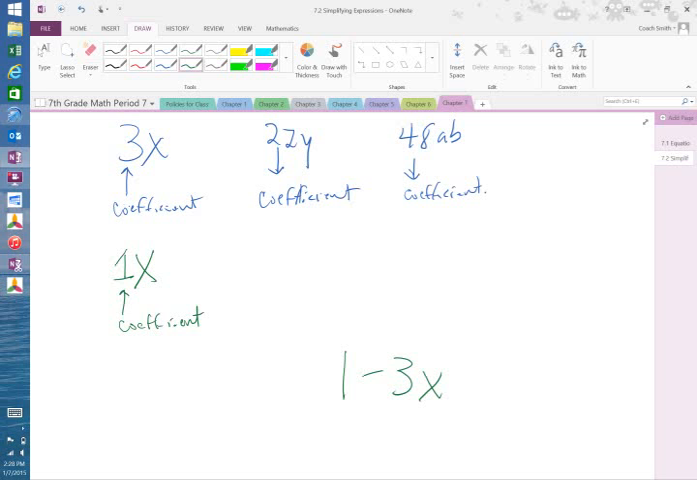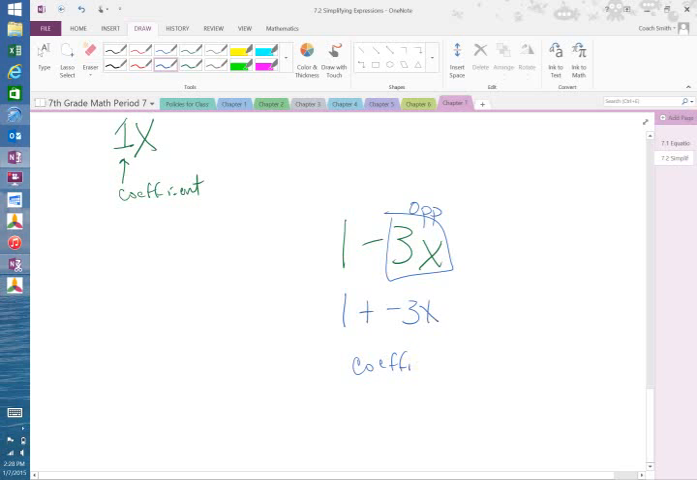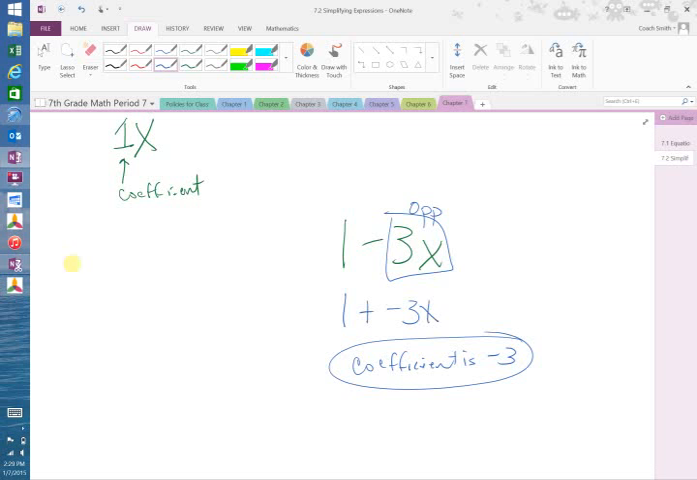Change it to addition. So, first things first, 1 plus, and we do the opposite of that, so the coefficient is -3. The coefficient is -3, not 3. Now, if I had 1 plus 3x, then the coefficient would be 3.